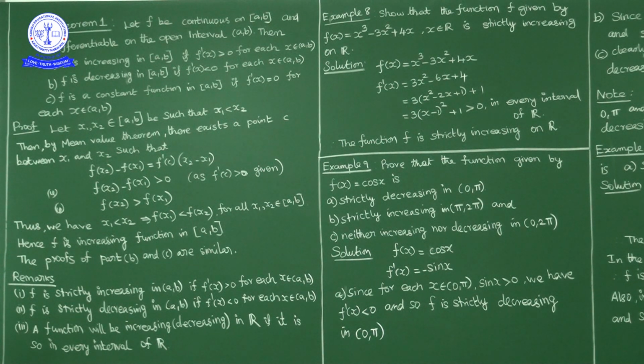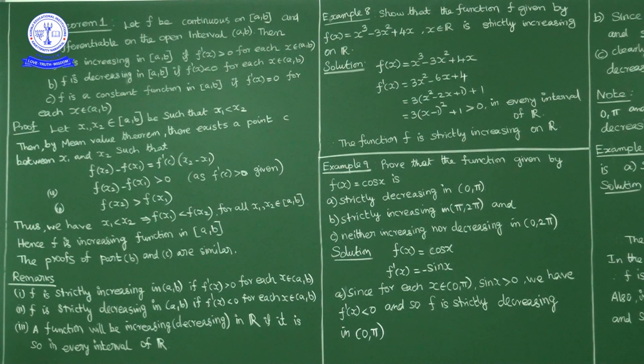Now 0 to 2 pi is neither increasing nor decreasing, because in 0 to pi it is decreasing and in pi to 2 pi it is increasing. In some interval it is decreasing, in some interval it is increasing. So in 0 to 2 pi it is neither increasing nor decreasing.